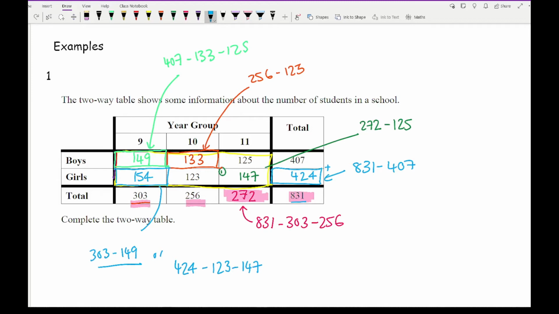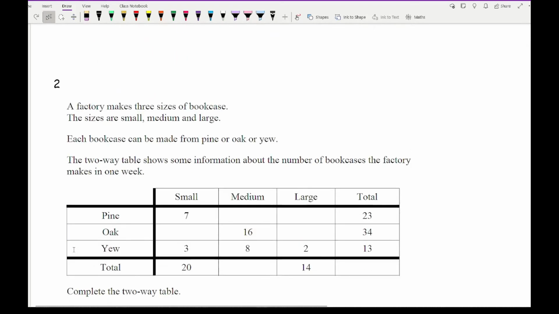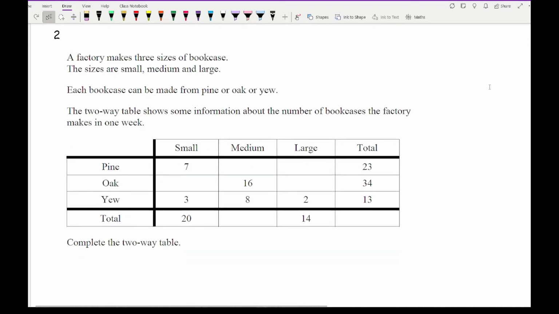So it's always good and worth it to check that there may be more than one way to work out what a missing number is, but you want to try and be efficient. And there you can see we have completed our two-way table. So let's have a look at another question. So this one's a little bit bigger.